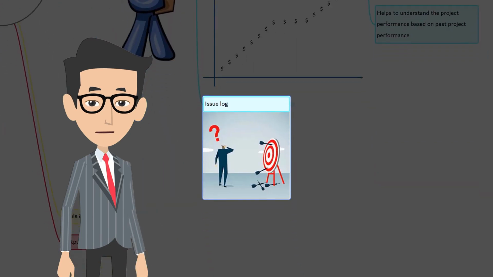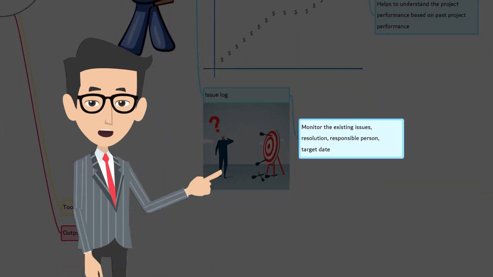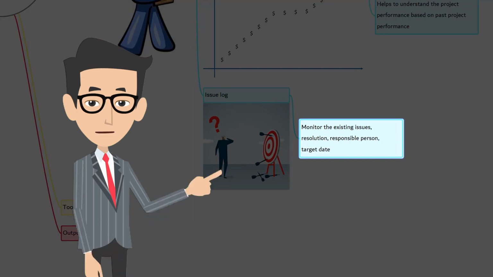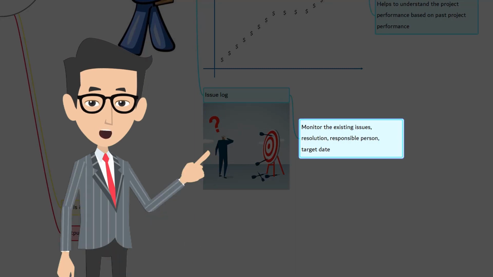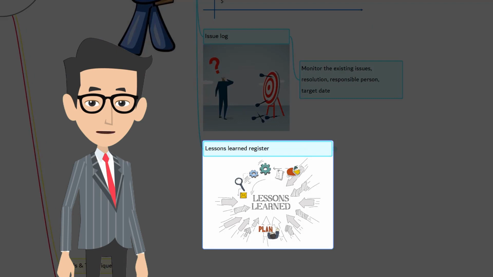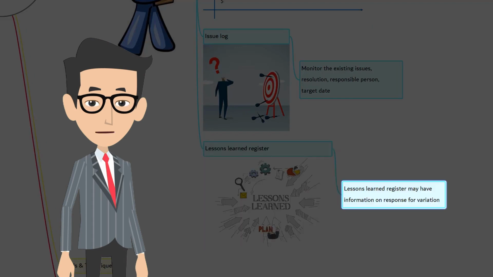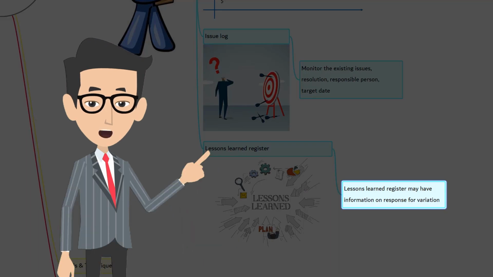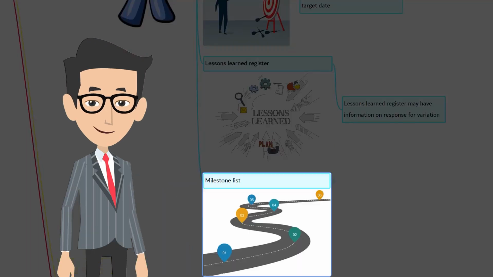Issue log. The issue log helps to document the issues, monitor the existing issues and the issue resolution, and also who's responsible for solving a specific issue with the target date. Lessons learned register. The lessons learned register has information on past corrective and preventive actions taken during variance. Also, information on effective responses for those variances and corrective and preventive actions.